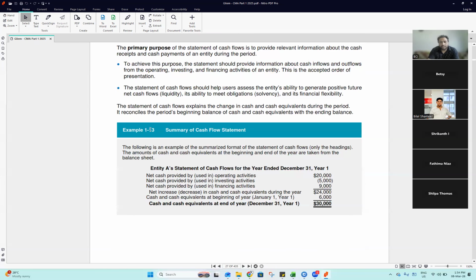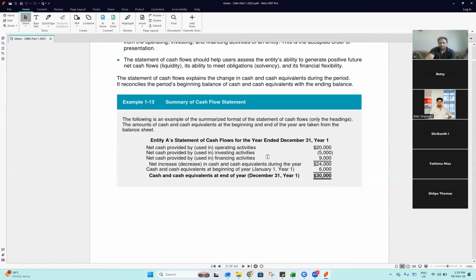Now, when we say cash, it is cash and cash equivalents. Cash equivalents means those short-term investments which we can recover in full, for example cash, bank deposits, some sort of treasury deposit with maturity of less than 3 months. When you withdraw it, you won't lose much of the value. Those come under cash and cash equivalents. The statement of cash flow explains the changes in cash and cash equivalents during the period. It reconciles the period's beginning balance of cash and cash equivalents with the ending balance.